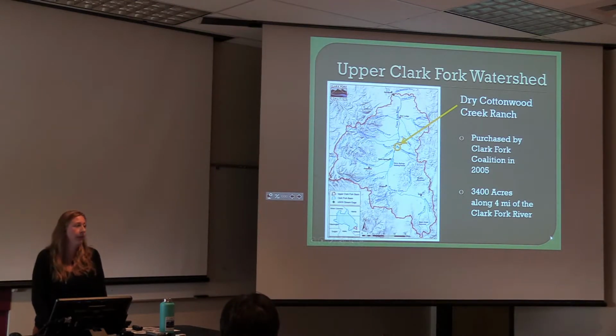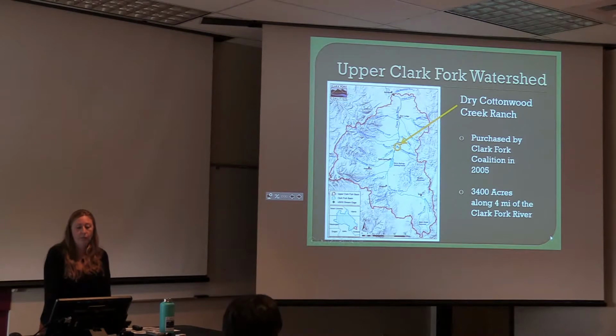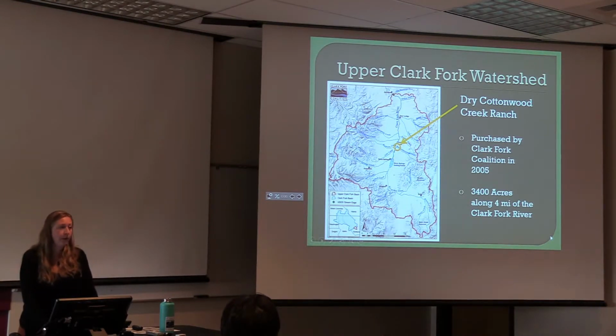Now we're going to move to the Upper Clark Fork watershed, where the Clark Fork Coalition has been working for quite some time. In 2005, we bought a ranch called the Dry Cottonwood Creek Ranch, and perhaps some of you have heard of it. It's located, so here's Butte, downriver, kind of near Racetrack, the Racetrack exit, or the Galen exit, if you know where that is. So right where Dry Cottonwood Creek flows in, that's why it's called the Dry Cottonwood Creek Ranch.